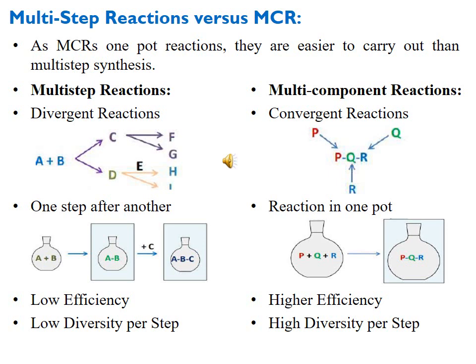The last point is that multi-step reactions have low diversity per step, and multi-component reactions have high diversity per step. Low diversity means that after combining A and B you get C and D. Two reactants are mixed and we get two products only. In the case of C, one reactant gives two products. In the case of D, one reactant gives two products.